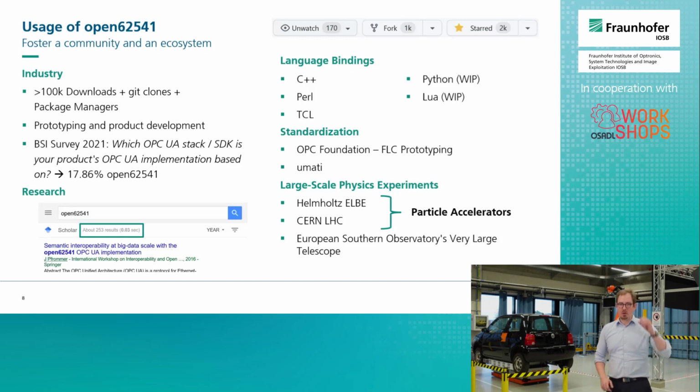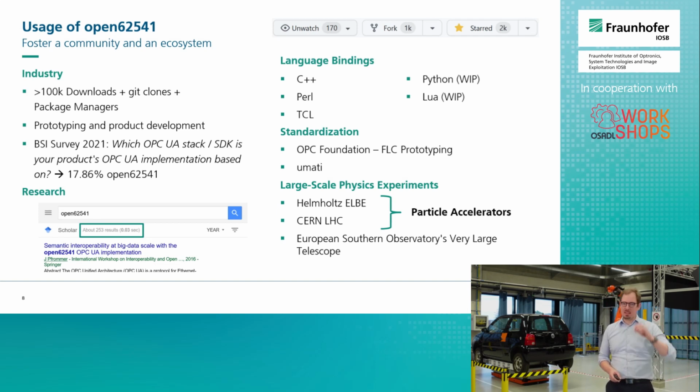So how is open62541 used? It started in 2013 and it grew a lot since then. If we look at the numbers, we have quite a lot of download numbers, but also additional Git clones and package managers distributing the library as a binary. We don't actually have exact numbers on the downloads because there are now various sources like the package managers. But in surveys, we are coming out quite nicely.